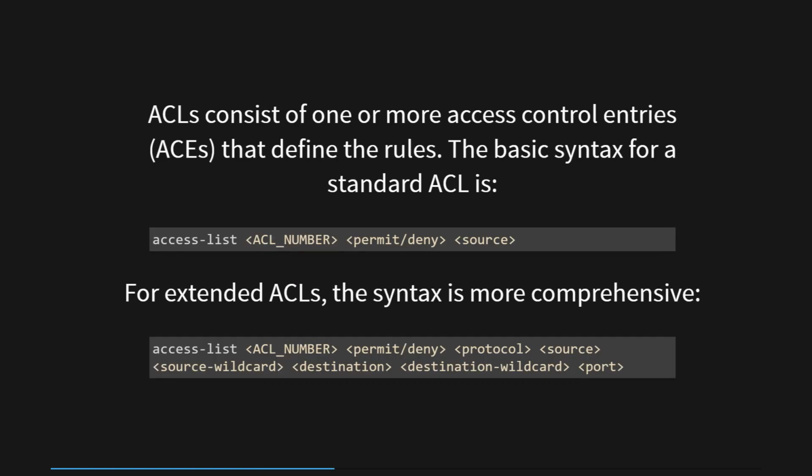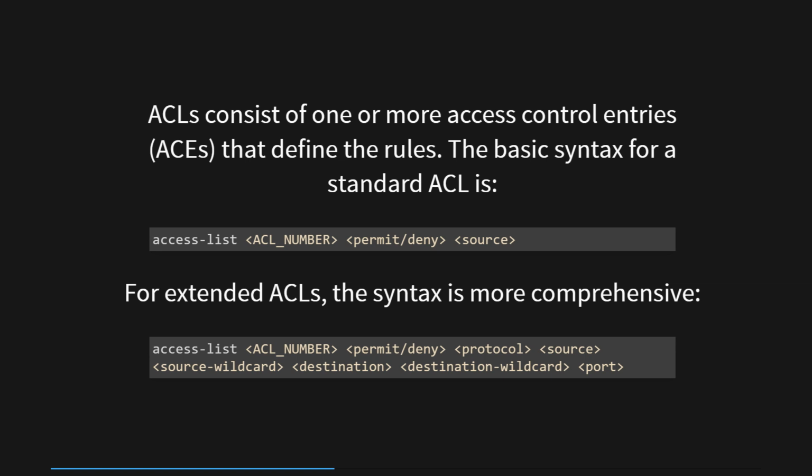Let's create a standard ACL that denies traffic from the source IP 192.168.1.10. The first line creates a standard access control list, ACL, with the number 10. The ACL is designed to deny traffic from a specific source IP address, which is 192.168.1.10. In other words, any traffic that originates from the IP address 192.168.1.10 will be blocked or denied by this ACL.